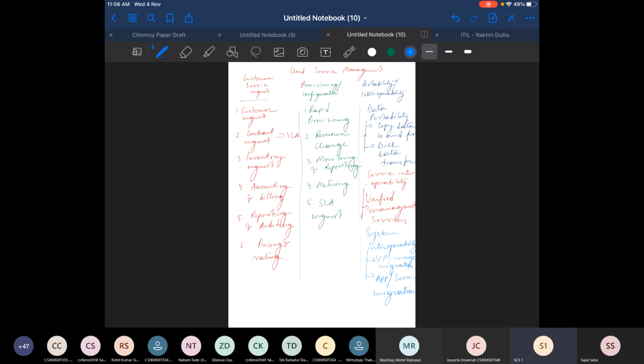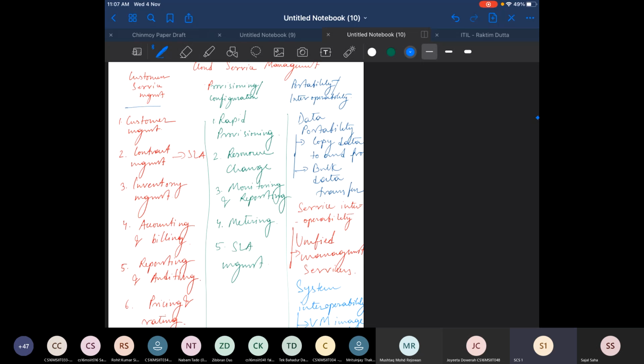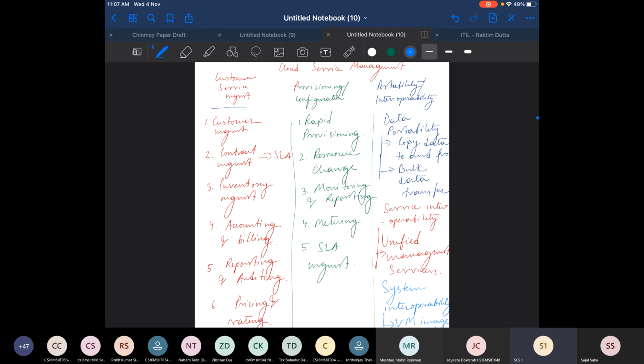Which may be asked to you, with particular points given, such as what do you mean by VM image migration? So you have to clarify those things. Okay, now I am going. I think the customer service management and provisioning and configuration is clear from your side, students. If it requires more explanation, you can have a look once and tell me, is it clear from your side? Do I need to explain any point?